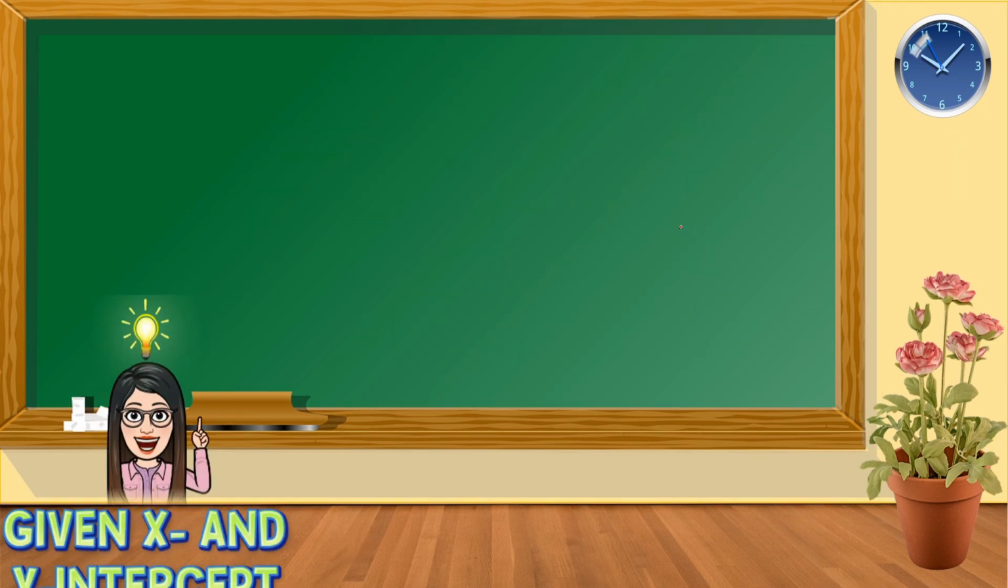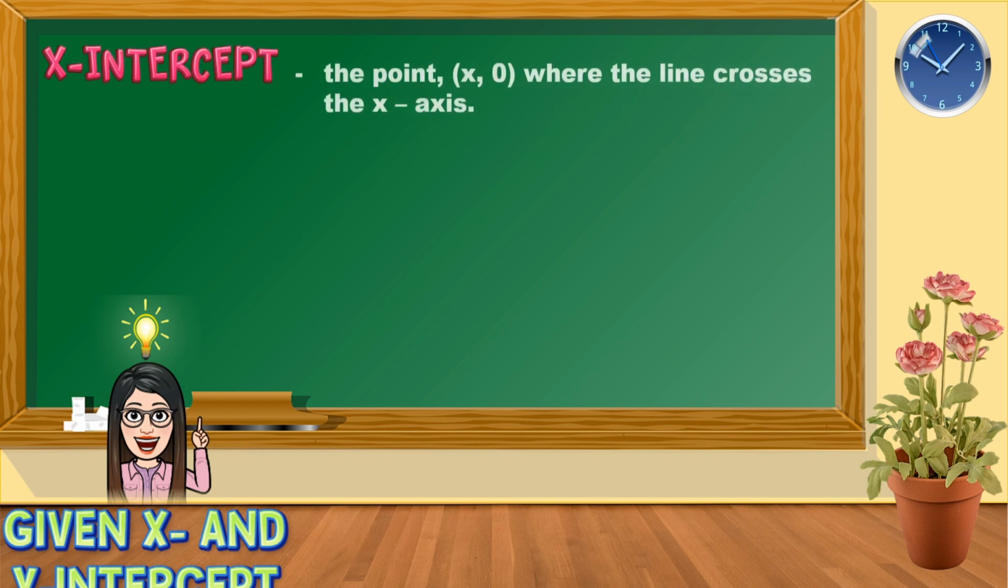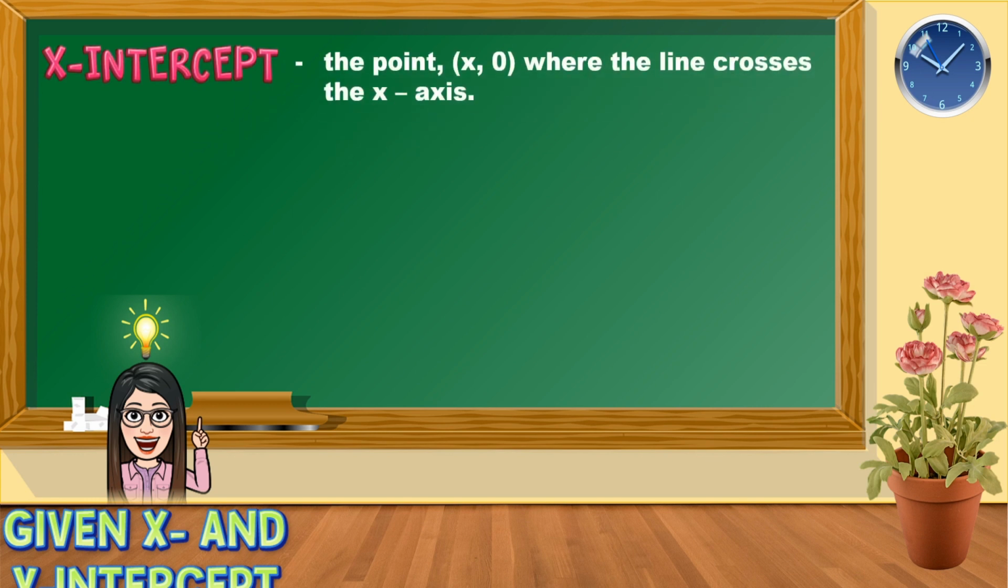So, graphing linear equations pa rin tayo. This time, the given are x and y intercept. So, ano ba yung x and y intercept? When we say x-intercept, that is the point x, 0 where the line crosses the x-axis.